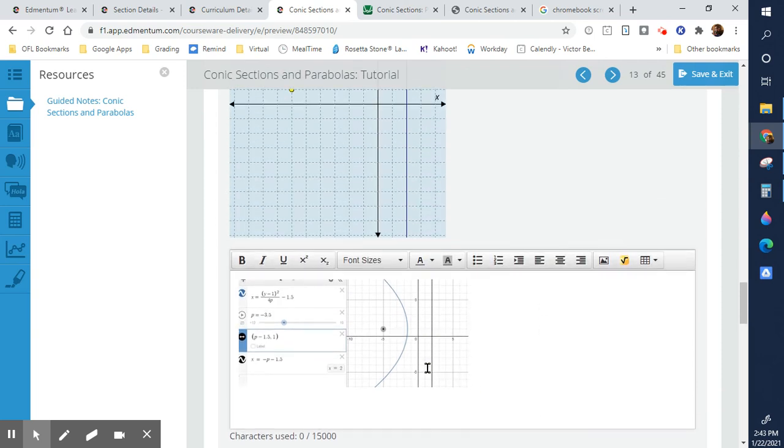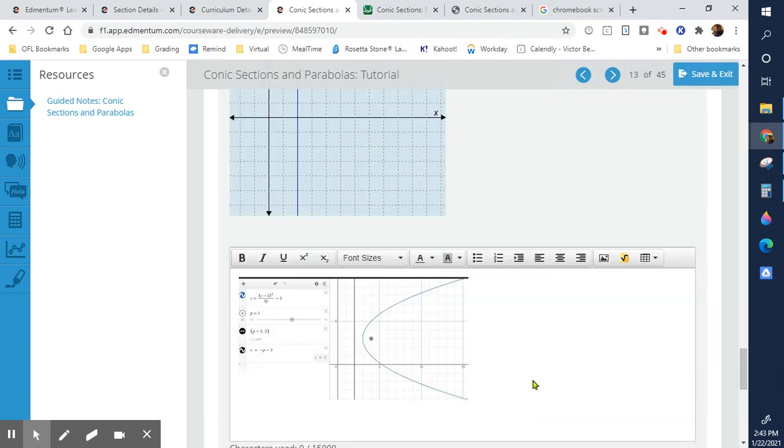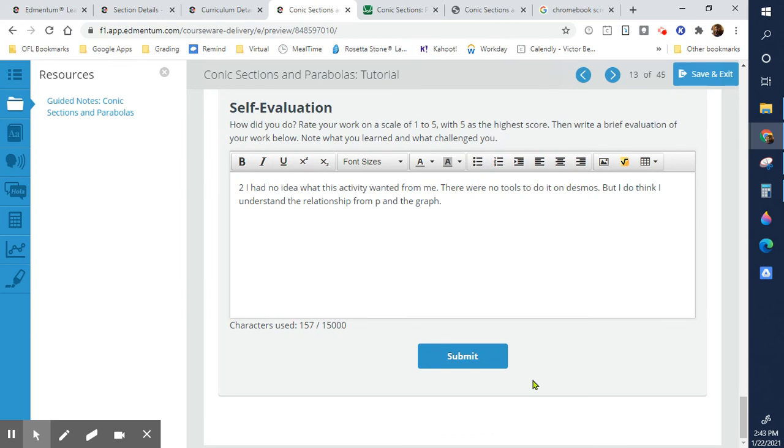And boom. The focus is where the focus should be. The directrix is where the directrix should be. And we can see the parabola. Perfect. So that's going to end it for this video.